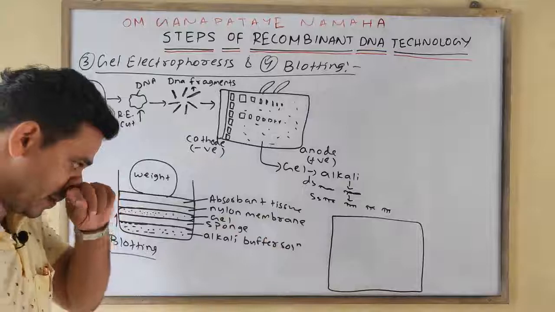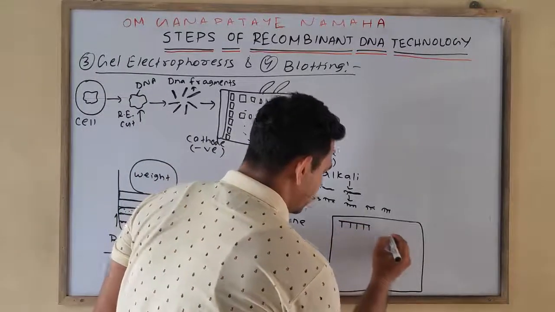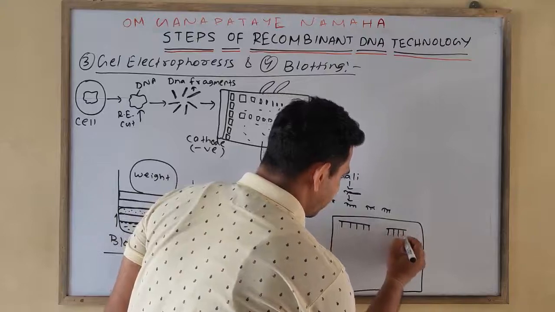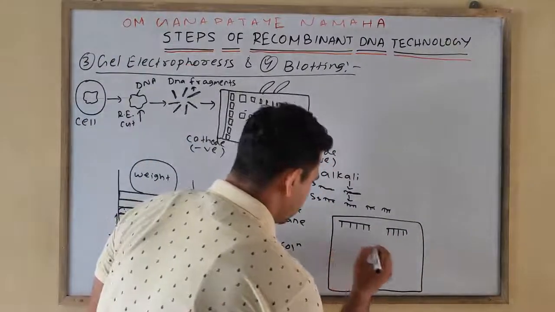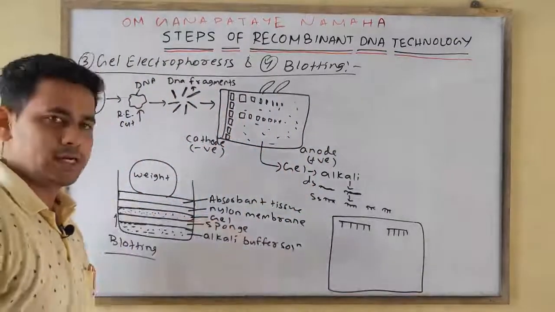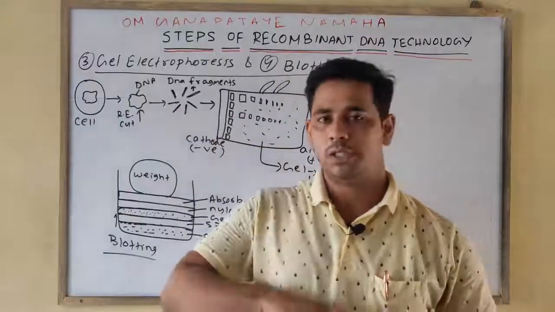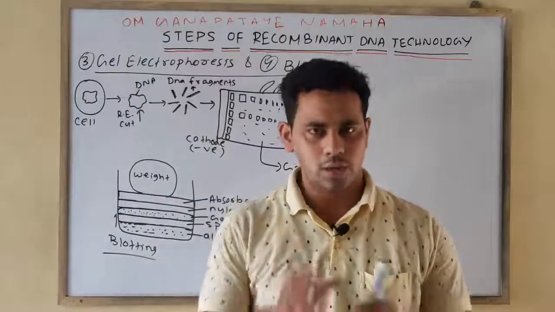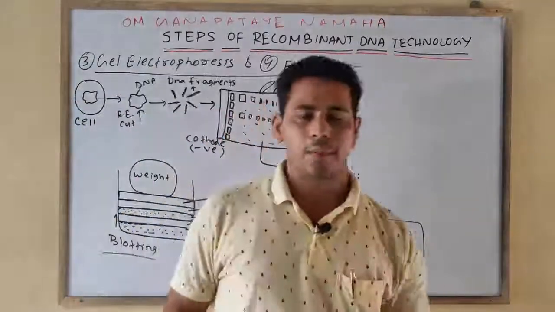nylon membrane, having the single stranded DNA. Suppose now we have the single stranded DNA, but as we have to extract the complete genomic sequence of a particular organism or a desired DNA, so we have to make this single stranded DNA into double stranded DNA.